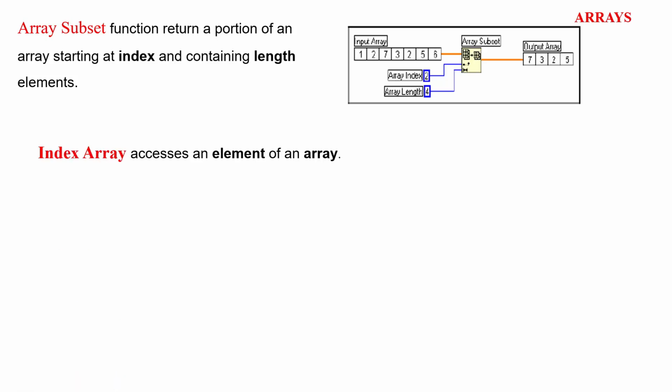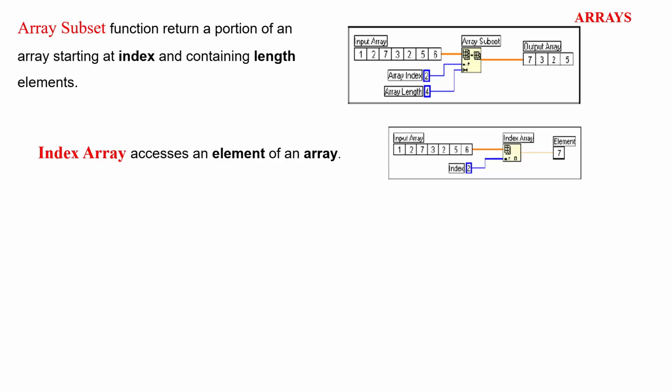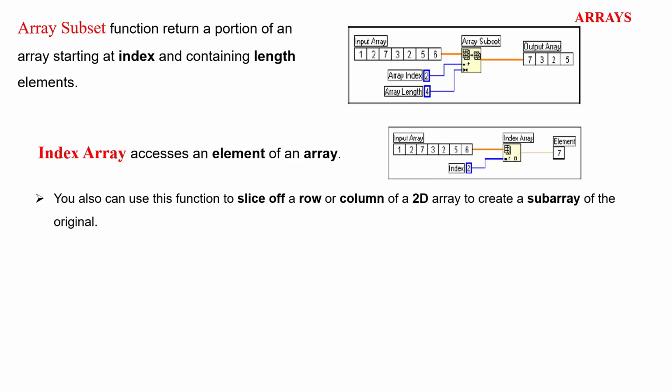Index Array. It accesses an element of an array. If you want a single element, the index is 2. We just want to extract this particular element. The output is 7. You can also use this function to slice off a row or column of a 2D array to create a subarray of the original.